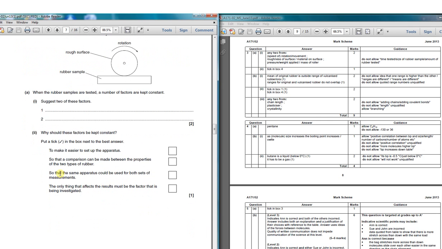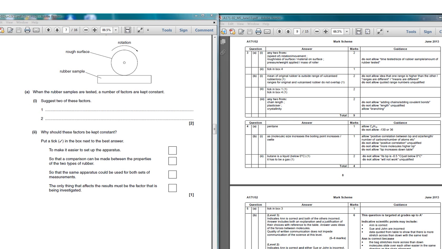Then looking at A part 2, it said, why should these factors be kept constant? Is it to make it easier to set up the apparatus? Is it so that a comparison can be made between the properties of the 2 types of rubber? Is it so that the same apparatus could be used for both sets of measurements? Or is it the only thing that affects the results must be the factor that is being investigated?